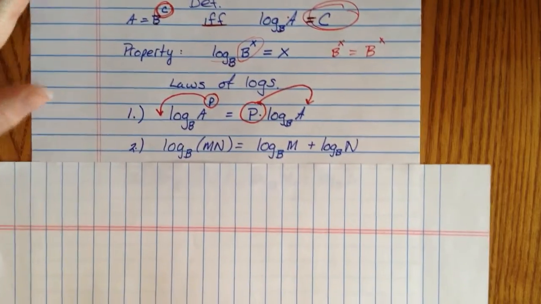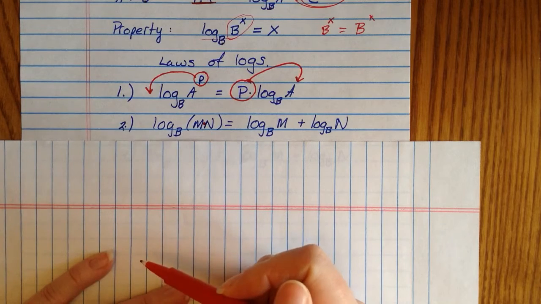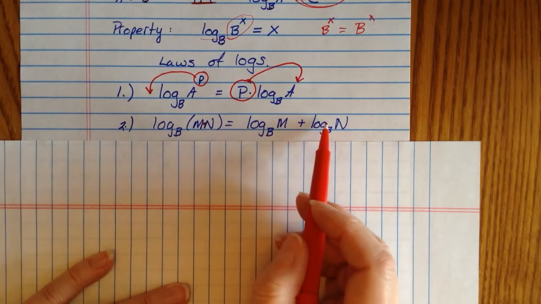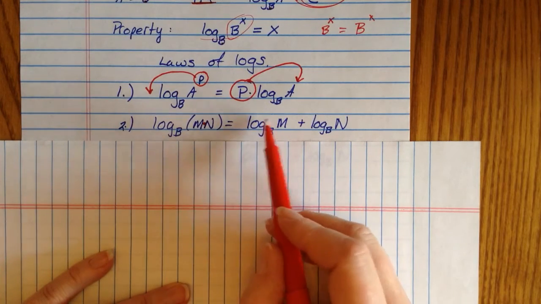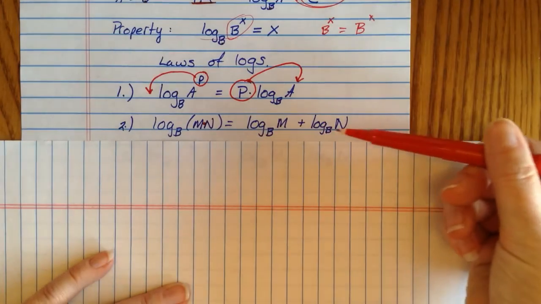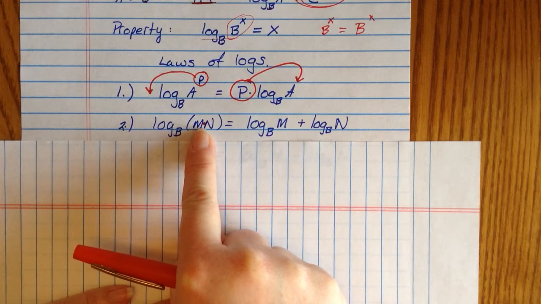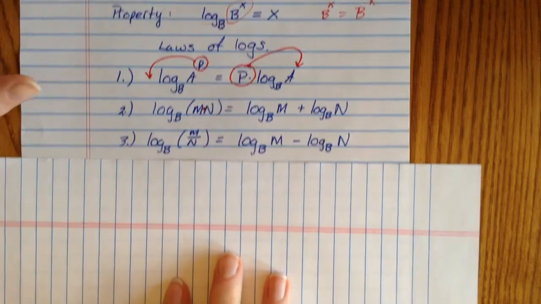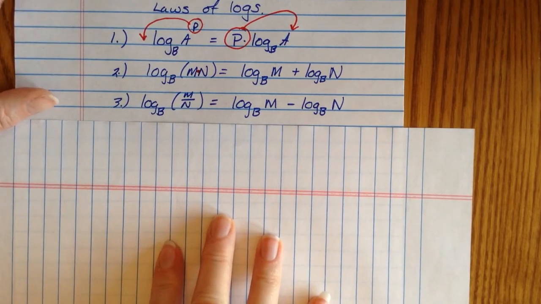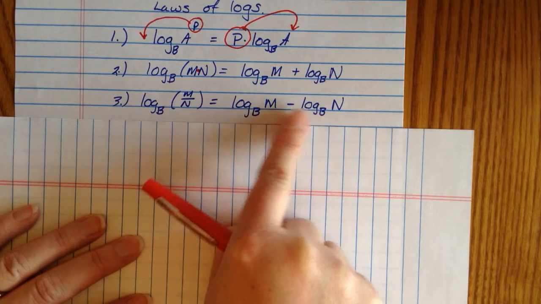Next property. If you have the log of a product, two things multiplied together, you can break these apart into little logs using addition. Or, because it's an equal sign, if you have two logs and you want to turn them into a single log, if it is addition, you can do that with multiplication. Interesting. We also have a division rule for logarithms. If you have the single log of a fraction, you can break this up into little baby logs with a minus sign.